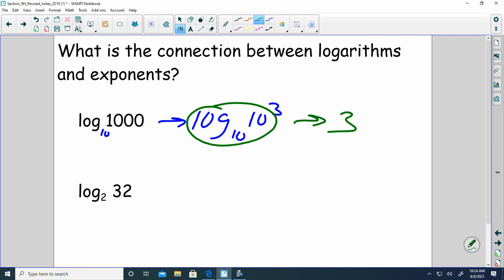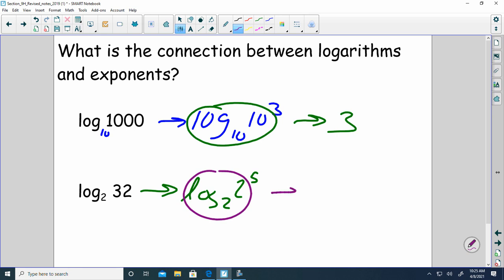If I have log base 2 of 32, we have to think, can I make 32 become base 2 by making an exponent? Well, 32 is 2, 4, 8, 16, 32. It's 2 to the 5th power. So log base 2 of 2 to the 5th, those drop out because they were the same. Exponent falls down, and we just get an answer of 5.